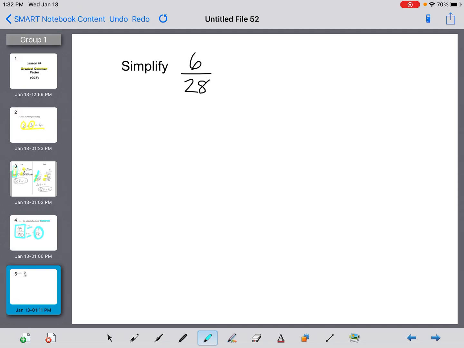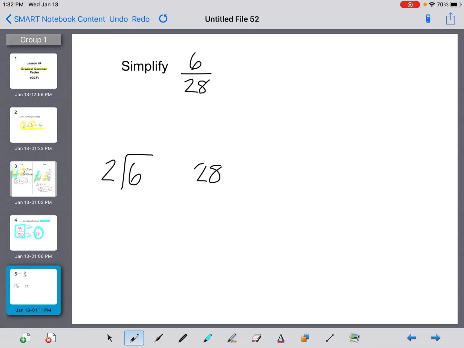So we'll do one more example just to make sure you for sure get it. So let's say I asked you to simplify the fraction of 6/28. Okay, so what we're going to do is we're going to start by finding the GCF. I prefer the stair method, so I'm going to use the stair method, but you could use the list. So we have a 6 and we have a 28.